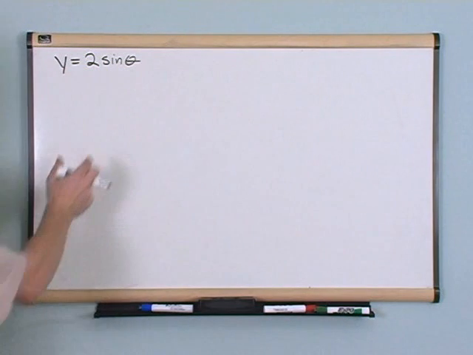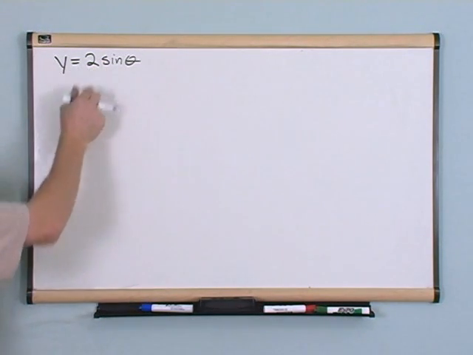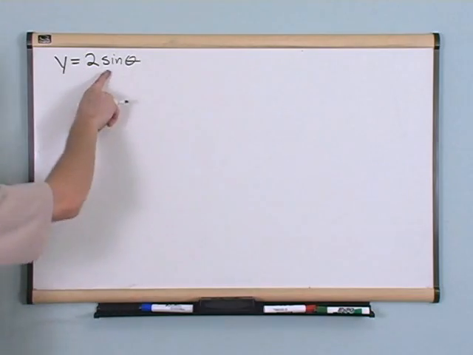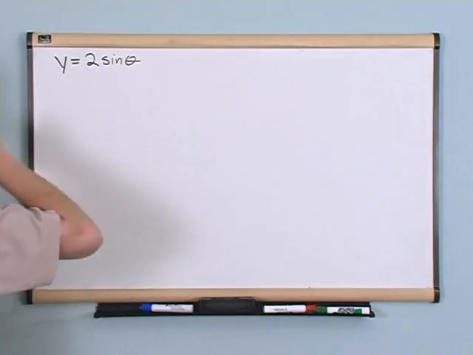Immediately what you notice is that you have a sine theta, and presumably you'll know how to plot sine theta because we've just learned how to do that. The only difference is there's a 2 out here. So every place on that graph that we had a minute ago, every little point is going to be multiplied by 2. Okay?